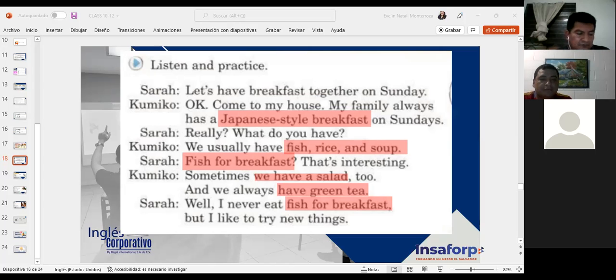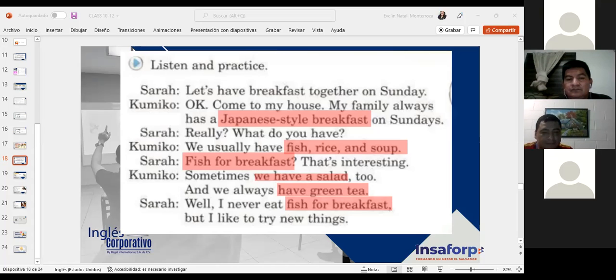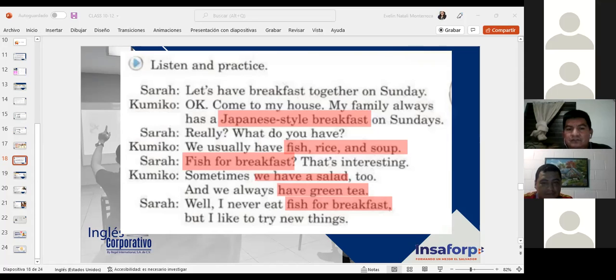Okay, come to my house. My family always has a Salvadoran style breakfast on Sunday. Really? What do you have? We usually have eggs, rice, tortillas, and beans. Rice for breakfast. That's interesting. Sometimes we have chocolate too. Oh, and we always have pancakes and cinnamon tea. Well, I never eat cinnamon tea for breakfast, but I like to try new things.